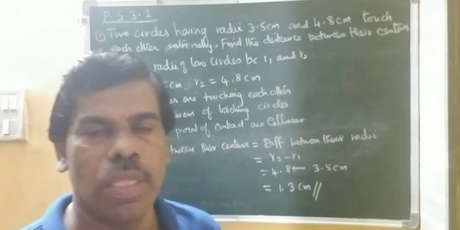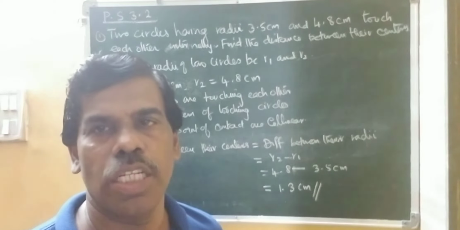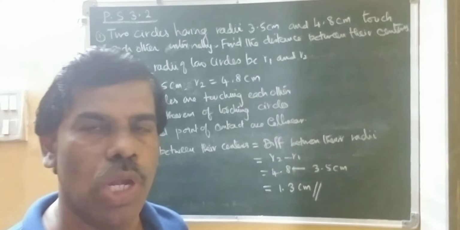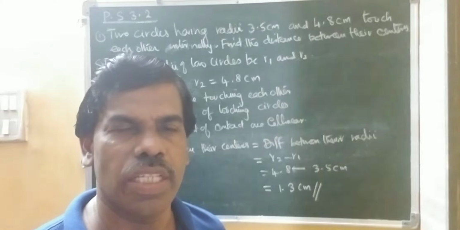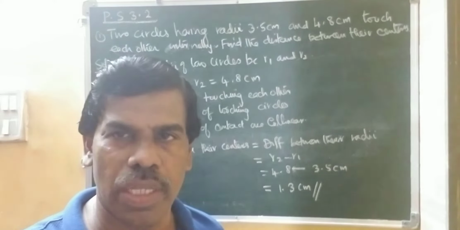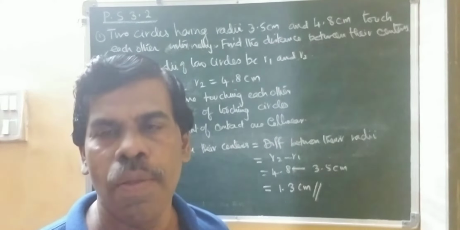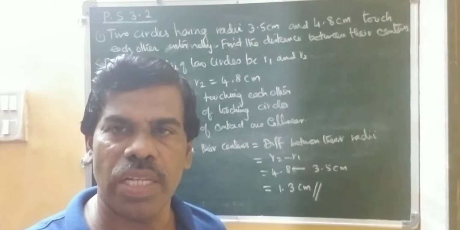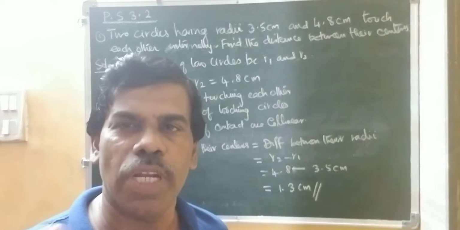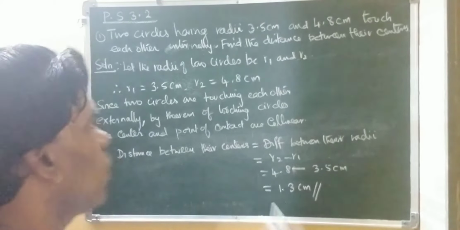Students, we will see the problem based on touching circles property. As I told you, if two circles touch externally, then the distance between their centers is nothing but the sum of their radii. If they touch each other internally, then the distance between their centers is nothing but the difference between their radii. Now, this sum we will see.